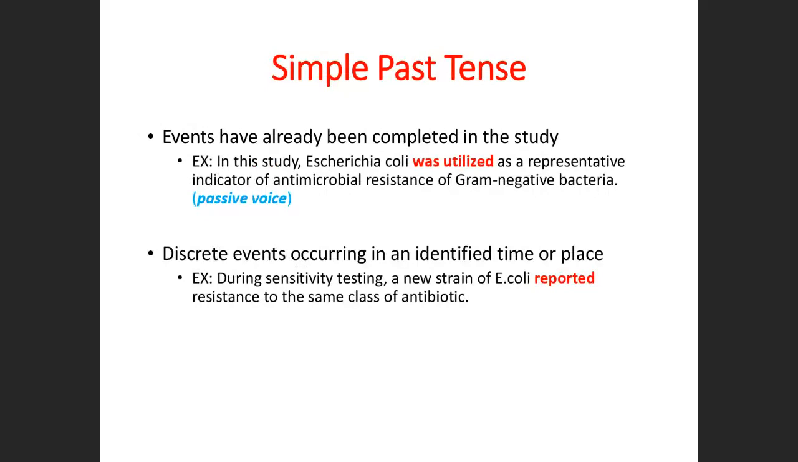Okay. In terms of the simple past tense, you can use it for events that have already been completed in this study, meaning your study. So whatever you have accomplished or completed, you can mention it in the past tense. For example, you can say, in this study, Escherichia coli was utilized as a representative indicator of antimicrobial resistance of gram-negative bacteria. This was a passive voice, okay, but this study has been done by you, so it's totally fine.